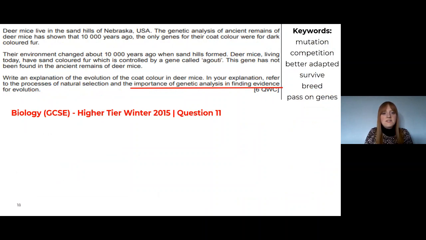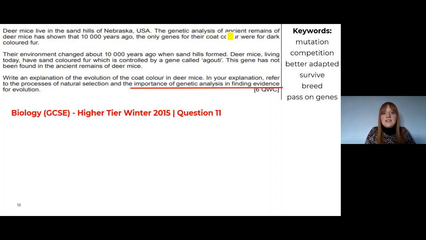This one is about deer mice. Now, it doesn't matter that you don't know anything about deer mice, okay, because they tell you everything that you need to know in the question. So then we read it again, read for purpose. So deer mice live in the sandhills of Nebraska. Don't really need to know that.